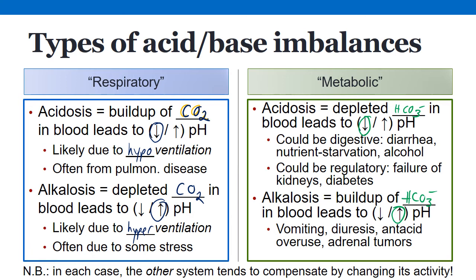Finally, I want you to note at the bottom here, in each case, the other system tends to compensate. So if you have respiratory acidosis, the metabolic system is going to tend toward alkalosis to try to balance that out.